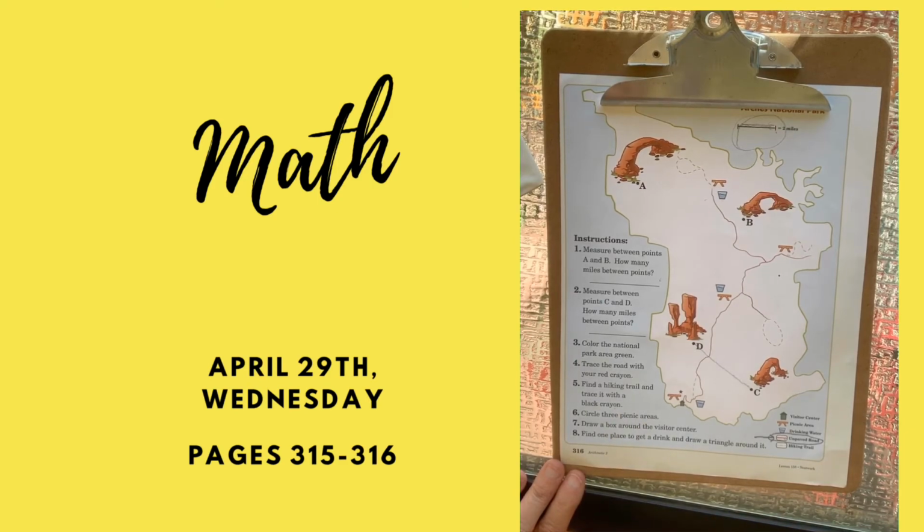So where are the hiking trails? They're the little dotted lines. See? Those are actually hiking trails. This is the road and this is the hiking trail. So you're going to trace the hiking trails in black.